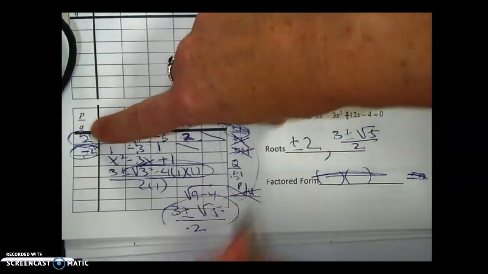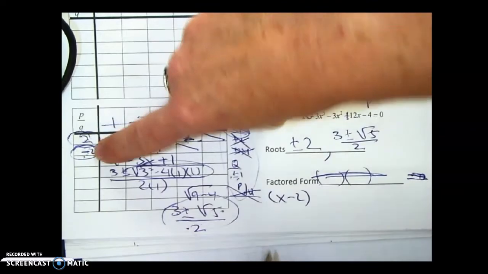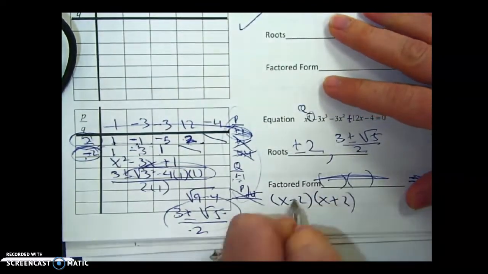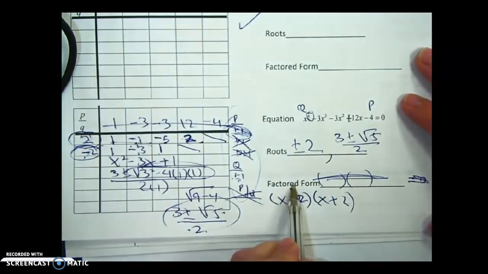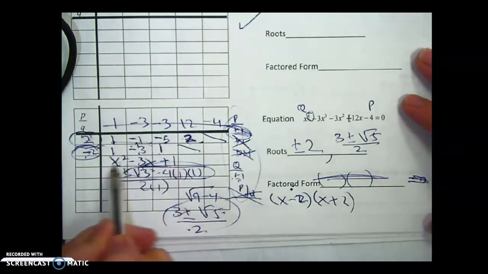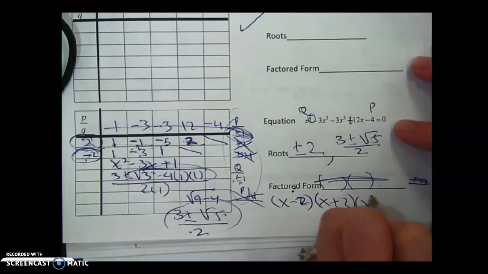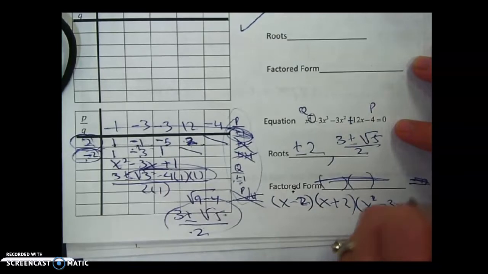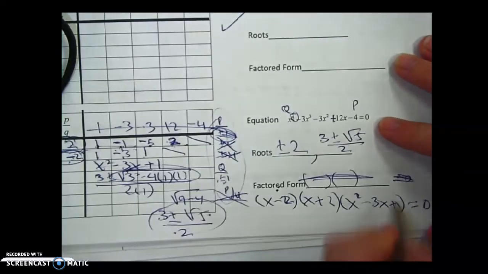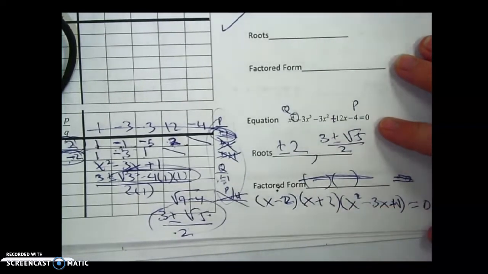So the opposite of plus 2 is minus 2. The opposite of minus 2 is plus 2. Now remember it says factored form. Well, I couldn't factor this. So as far as I could go would be that equals 0, because it's only factoring it as much as you can.